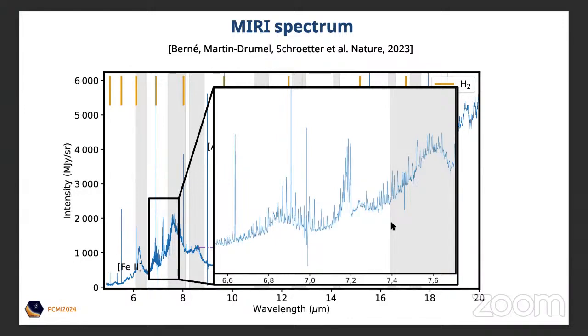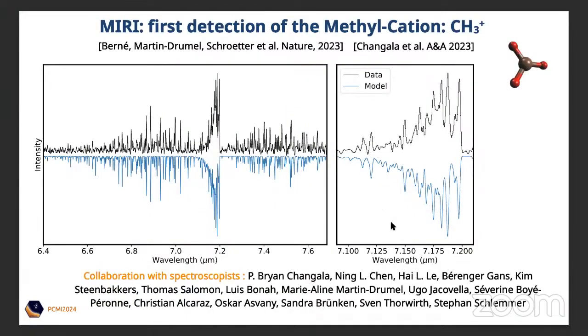And thanks to PDRs4All in particular, it was easy for us to start a collaboration with spectroscopists in order to decipher what this signature is. And it turns out that this signature was CH3+. You can see in black the continuum-subtracted emission from the object, and in blue, the model. You have a zoom here, and you can see that this model reproduces almost every tiny emission.